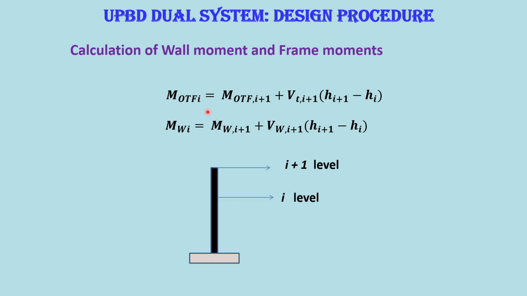Any overturning moment in the wall is equal to the overturning moment in the previous floor level plus a multiplication of the previous floor level shear into H_i minus H_(i+1) minus H_i, that is the height of story of that level. And the wall moment M_W,i is given by the wall moment in the story above, multiplied by the shear in the story above into the height of story. So these levels are shown here, (i+1) level and ith level between any two floors.